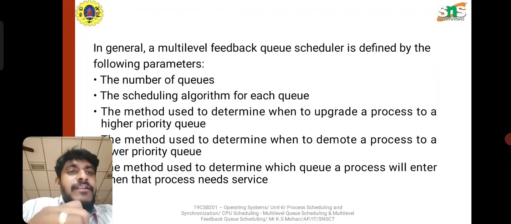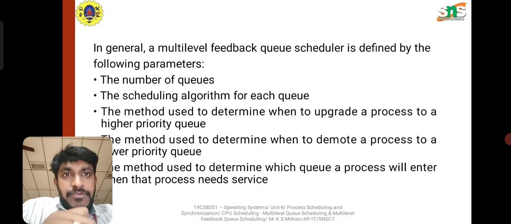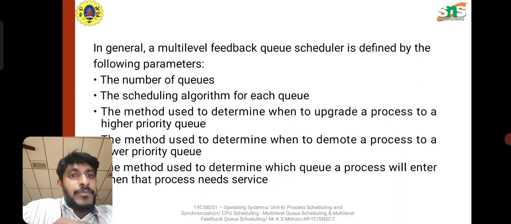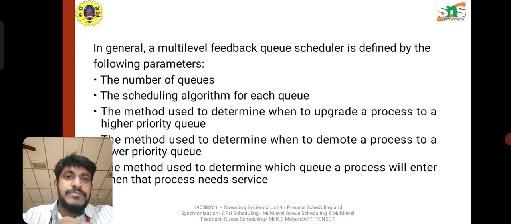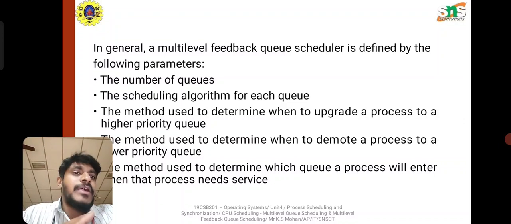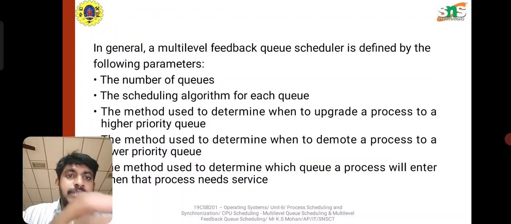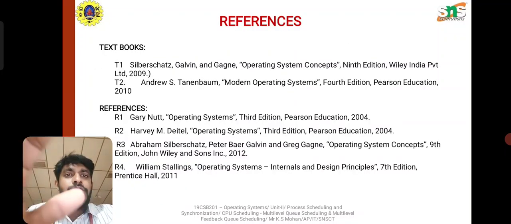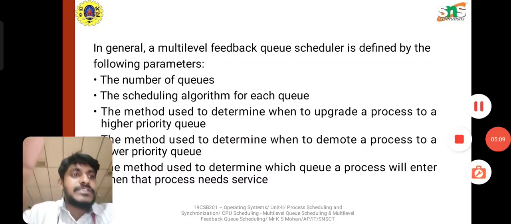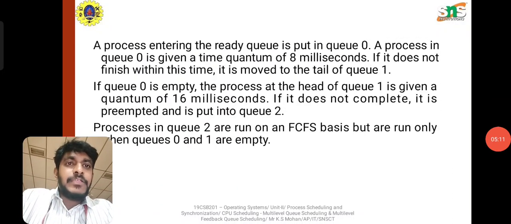In general, a multi-level feedback queue scheduler is defined by the following parameters: the number of queues, the scheduling algorithm for each queue, the method used to determine when to upgrade a process to a higher priority queue, the method used to determine when to demote a process to a lower priority queue, and the method used to determine which queue a process will enter when it needs service. So these are the things we have discussed in the multi-level feedback queue.